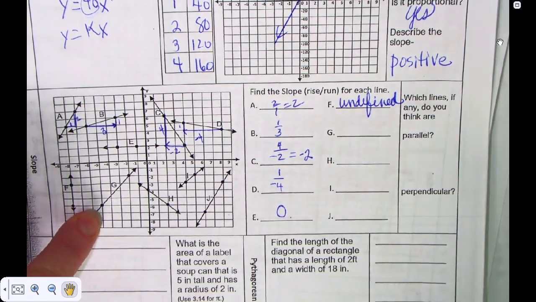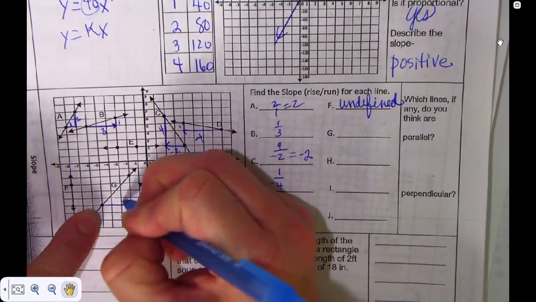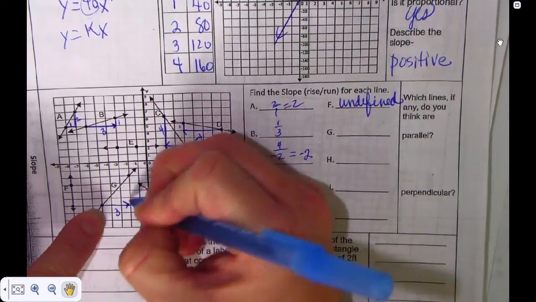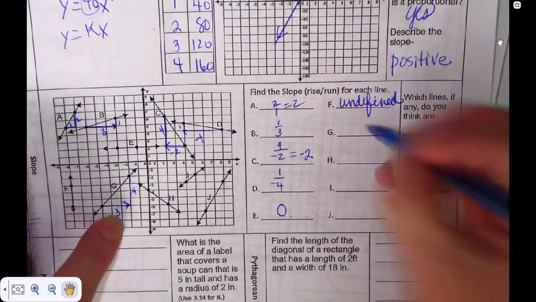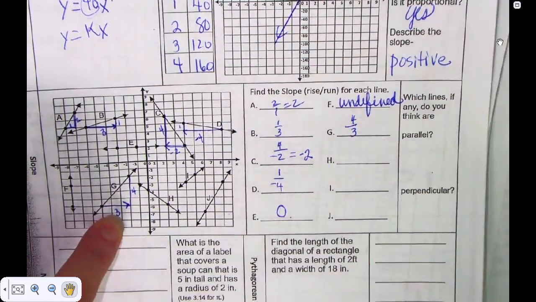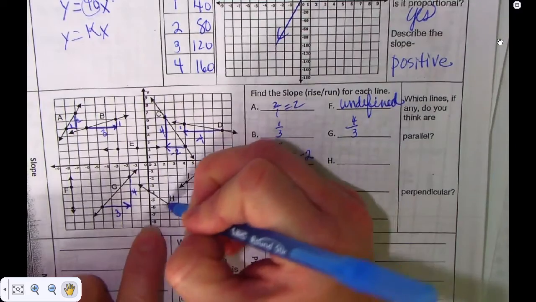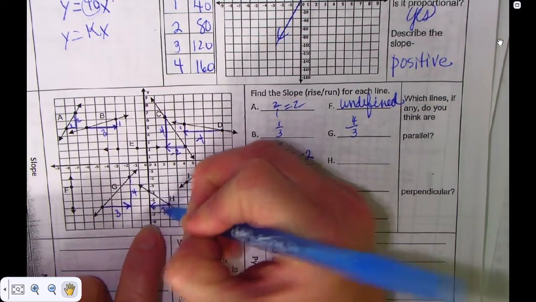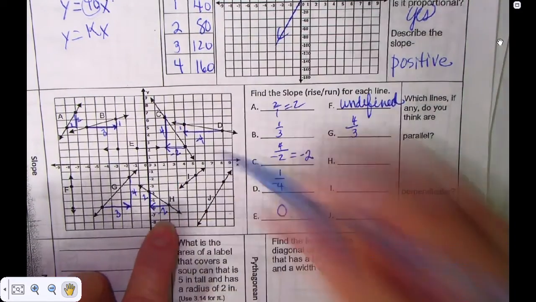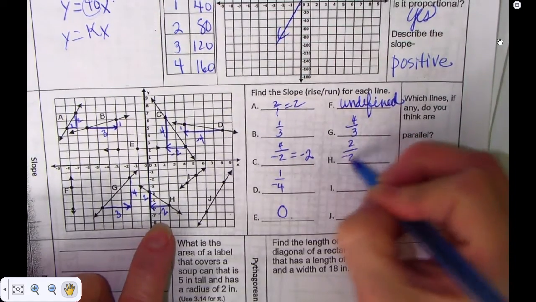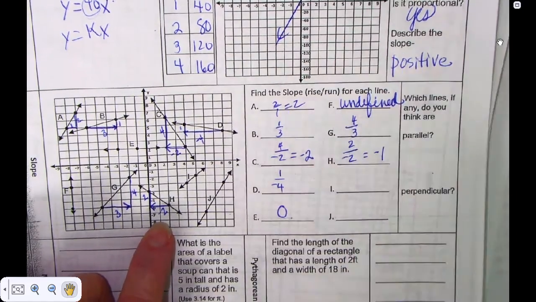Okay? G, we're going to go over to the right 3, up 4. 4 over 3. Just leave it 4/3. H, left, so -2, up 2. So 2 over -2 is -1.